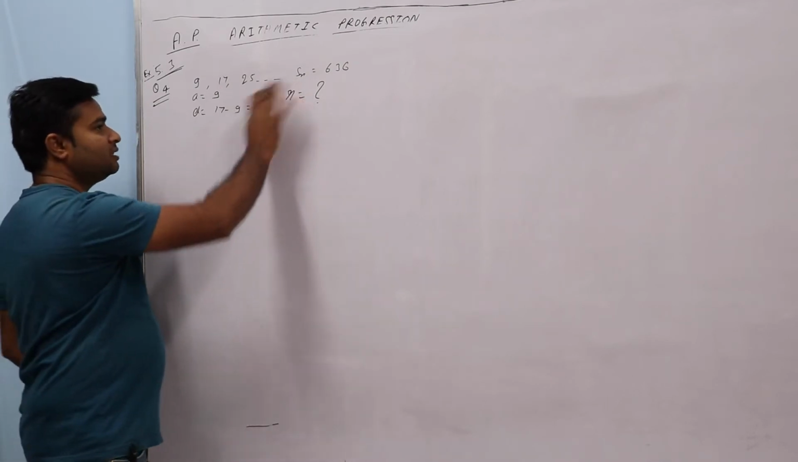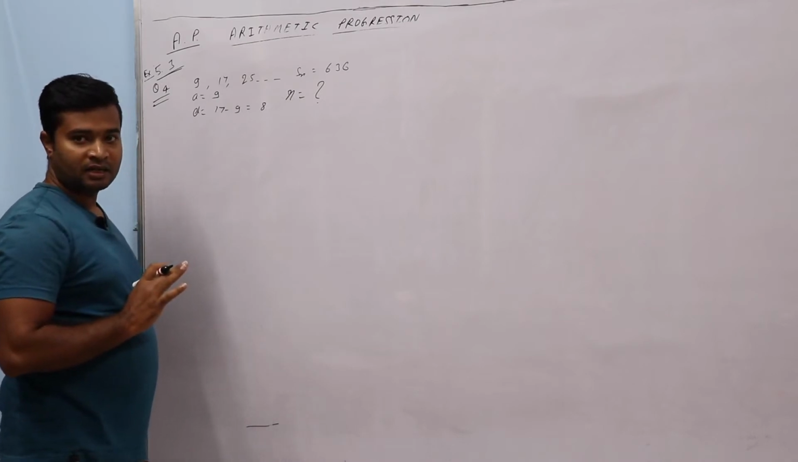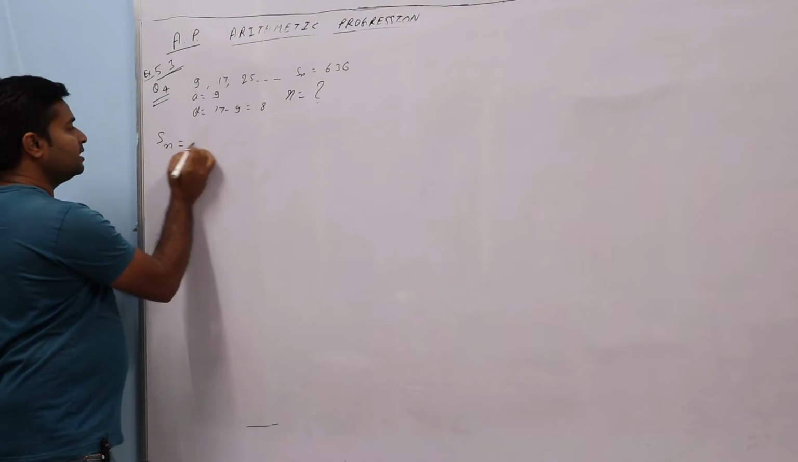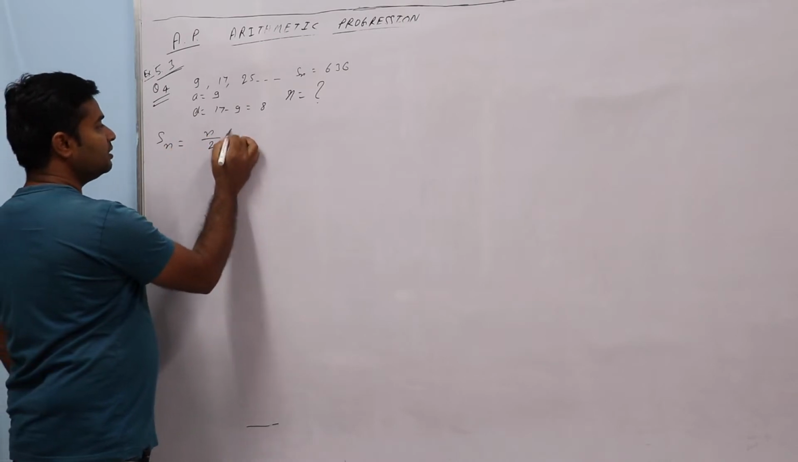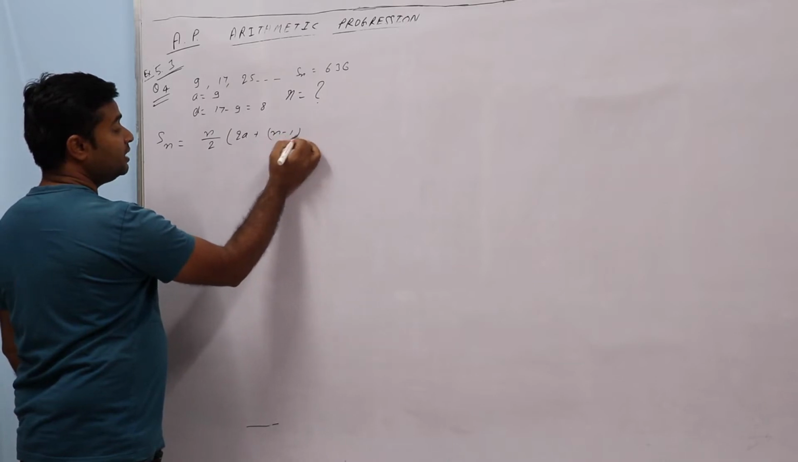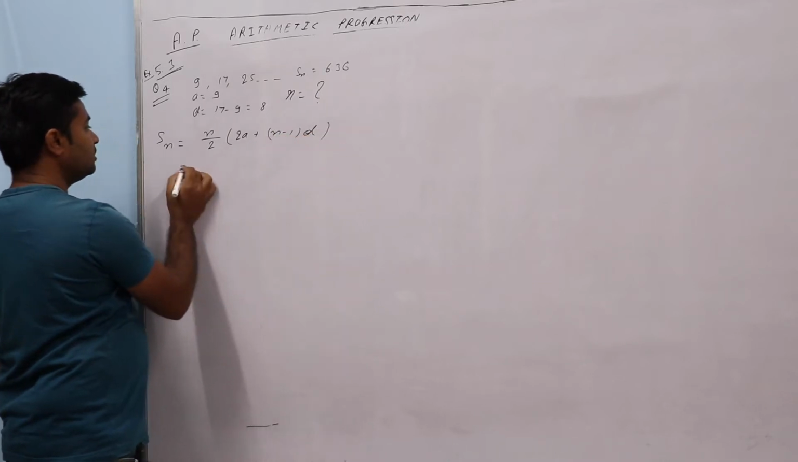Which formula will apply? We don't have the last term here, so the second formula I can't apply. You have to apply the first formula: Sn is equal to n by 2 into (2a plus (n minus 1) into d).